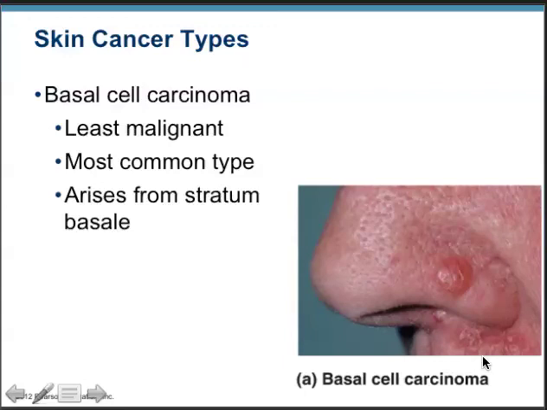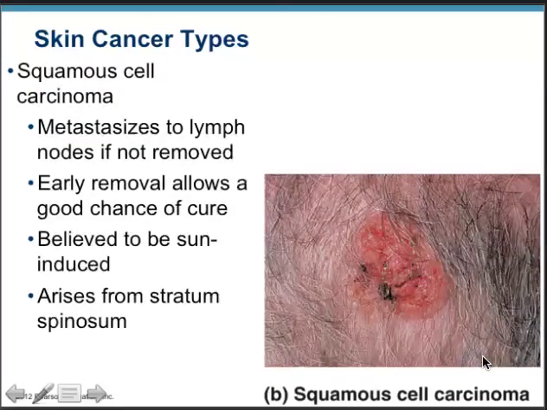Squamous cell carcinoma is another type of cancer. It metastasizes to lymph nodes if it is not removed. Early removal allows a good chance for a cure. It's believed to be sun-induced and arises from the stratum spinosum. Remember, those are the cells that are in the process of dying. They are superficial to the basale and deep to the granulosum and the corneum.